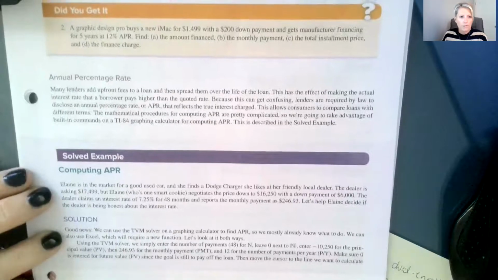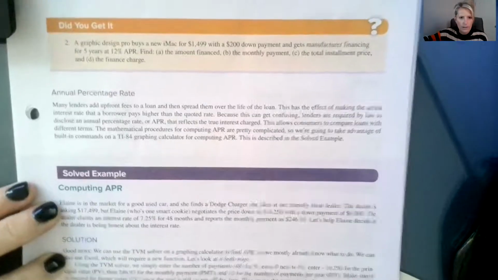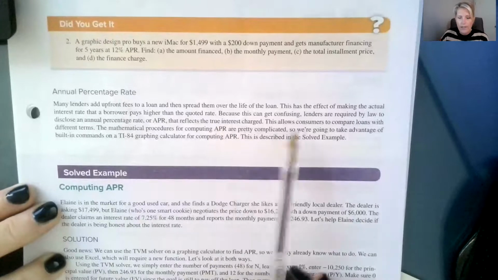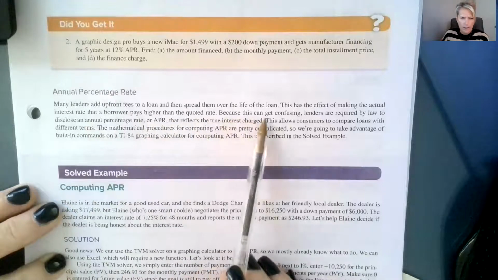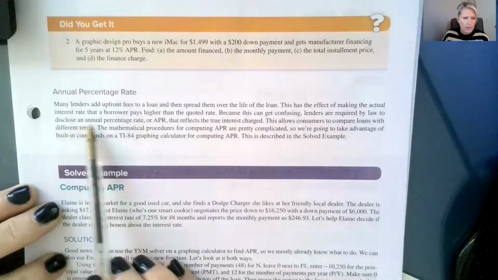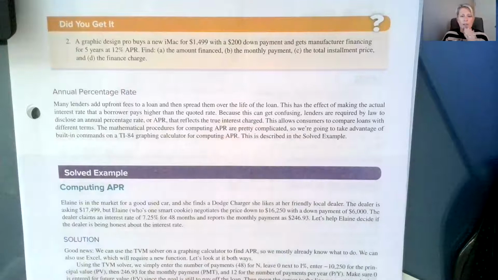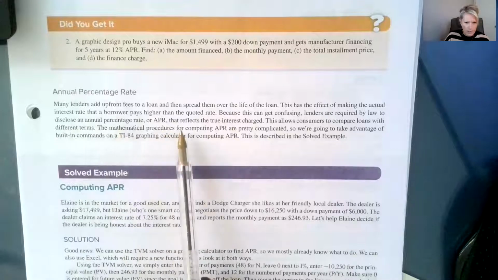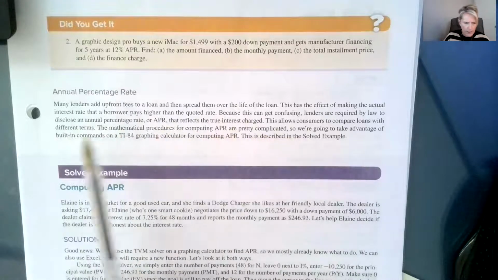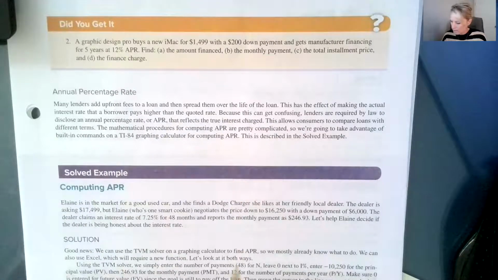Okay. So let's go down to the middle of page 291 here. It says many lenders add upfront fees to a loan over the life of the loan. This has the effect of making the actual interest rate that a borrower pays higher than the quoted rate. Because this can get confusing, lenders are required by law to disclose an annual percentage rate or APR that reflects the true interest charged. This allows consumers to compare loans with different terms. The mathematical procedures for computing APR are pretty complicated, so we're going to take advantage of built-in commands on the TI-84 graphing calculator for computing APR. This is described in the solved example.